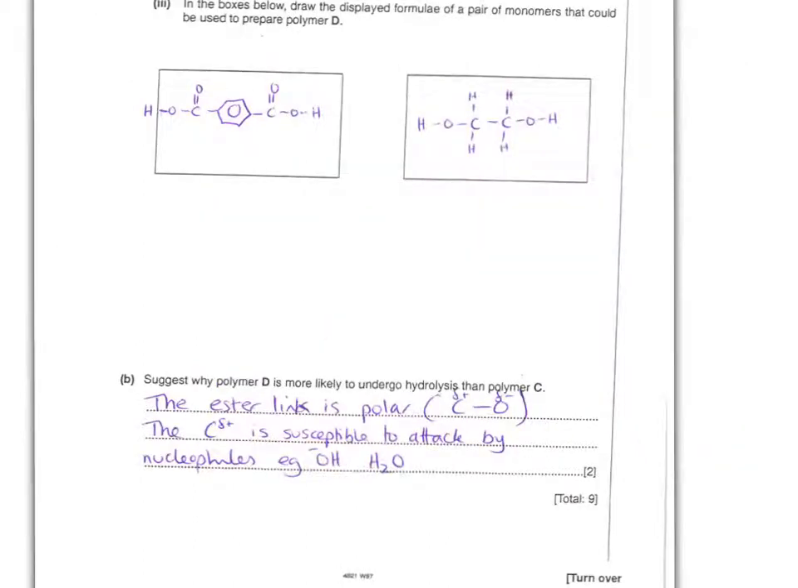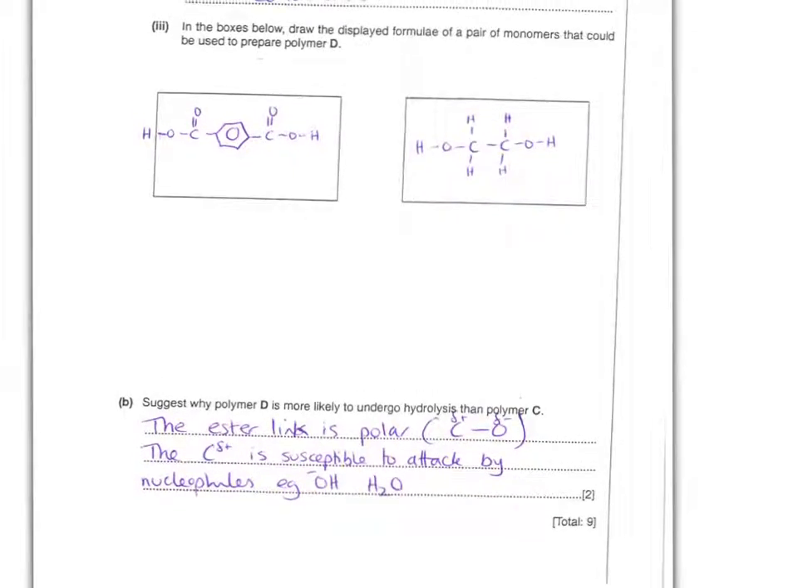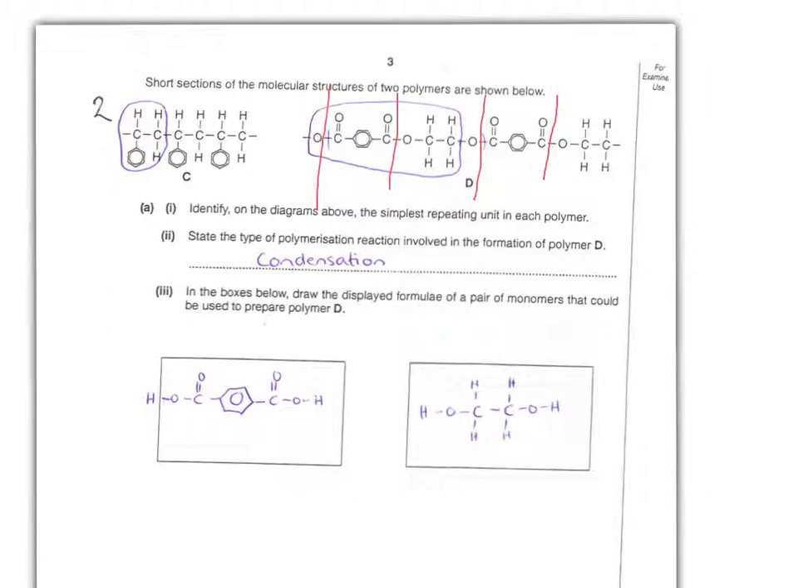Part B asks why polymer D is more susceptible to hydrolysis than C. Now remember, hydrolysis is a reaction with water or hydroxide ions, and polymer D has got polar carbon-oxygen bonds within the main chain of the polymer. And because they're polar, they're more susceptible to attack by water or hydroxide ions. Water and hydroxide ions have a lone pair, so they can attack the delta positive carbon in those polar carbon-oxygen bonds and break that bond.